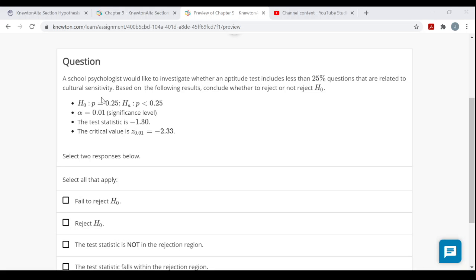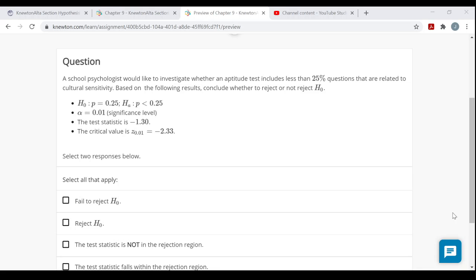Then the null hypothesis would be p ≥ 0.25, but we're just assuming the equal part. So we're going to be assuming that there is 25% of questions that relate to cultural sensitivity on this test. The significance level is 1%, 0.01. They already calculated a test statistic and gave it to us. Remember, this is a z-score, negative 1.30. And this would be a left-tailed test. Look, the alternative hypothesis is that p is less than a number, so it's a left-tailed test.